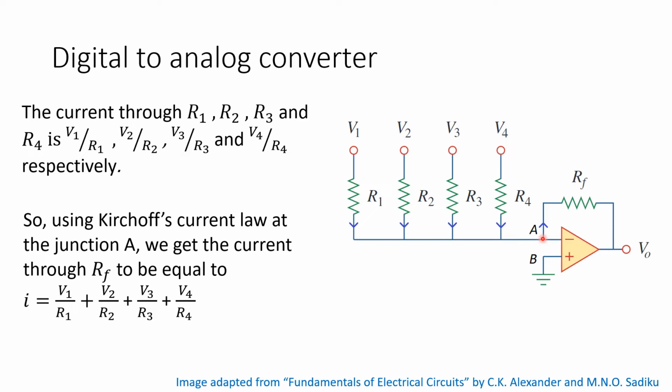So at this node A, which is the collection of all these points, we applied the Kirchhoff's current law. And the Kirchhoff current law states that the algebraic sum of all the currents that are entering or leaving a node is equal to 0. Or equivalently, we can say that the total current entering a node is equal to the total current leaving the node.